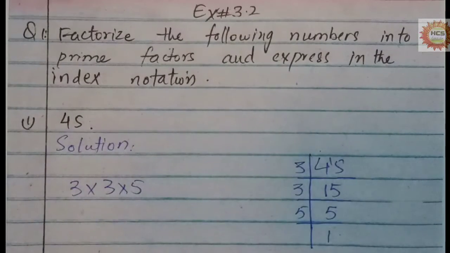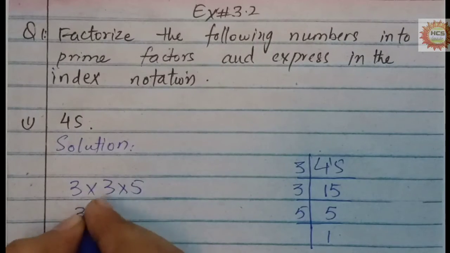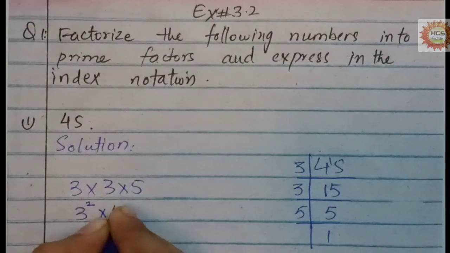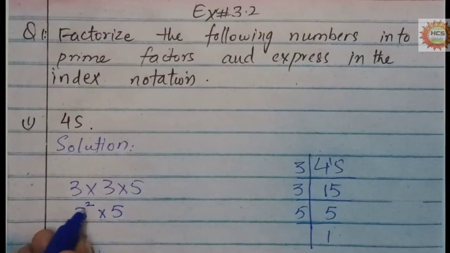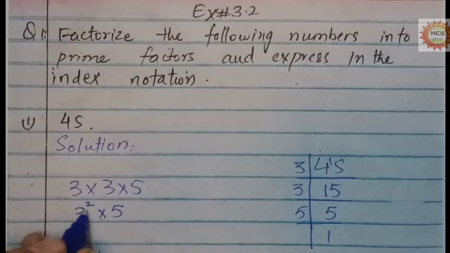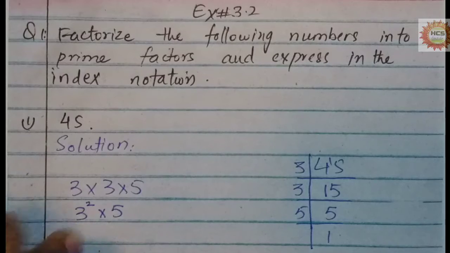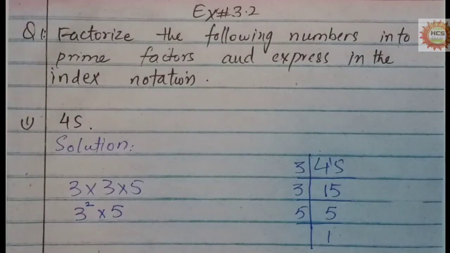Now we have to express them in index notation also. In index notation, the number indicates how many times the number is to be multiplied by itself. So here we have 3. How many times can it be multiplied? 2 times, and 5 will be as it is. That power is known as index notation. Power or index is the same. So here 3 is multiplied 2 times, so we will change it into index notation.